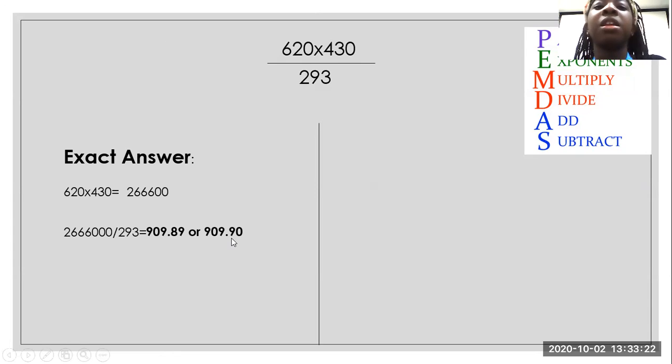Now we do the estimate. We have a 620. 2 is in the 10th place, so this means we'll round down to 600 even. We have a 430. The 3 is in the 10th place, so it'll round down to 400 because it is less than 5. Then we have 293. We have a 9 in the 10th place, so we'll round this up to 300.